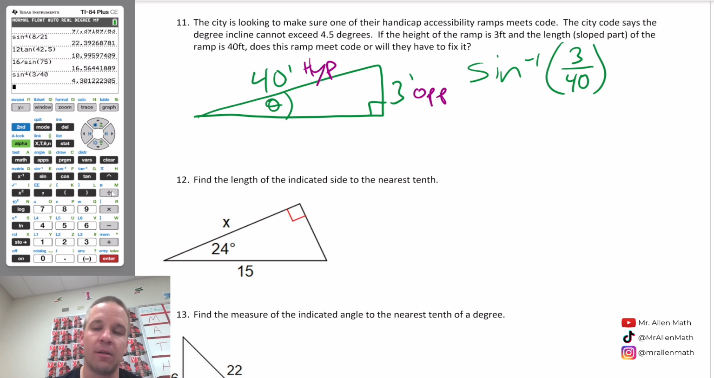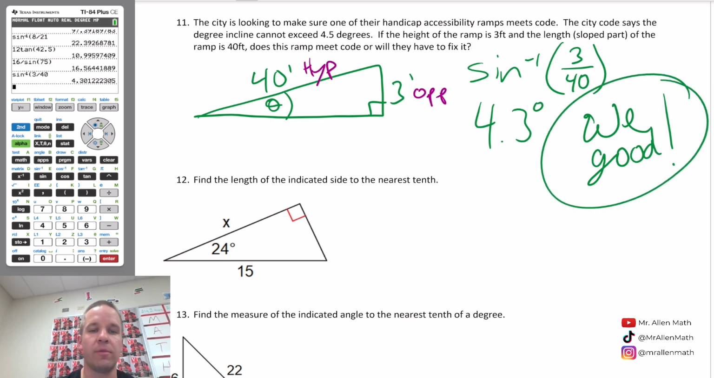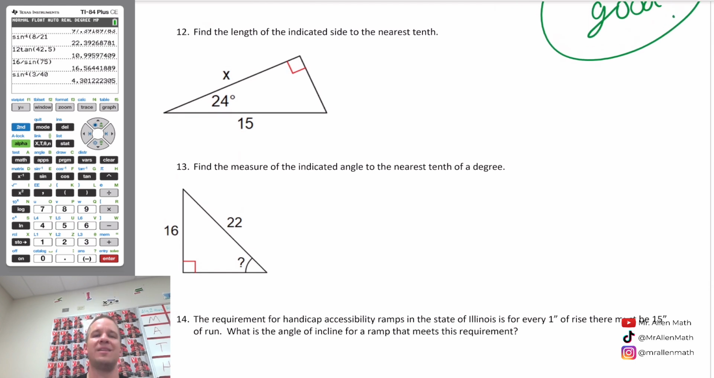Hit enter. I didn't close them, whatever. We got 4.3 degrees. So are we good? We're good. Exclamation point. Okay, nice. Couple more here, dogs. Couple more, and we are done.